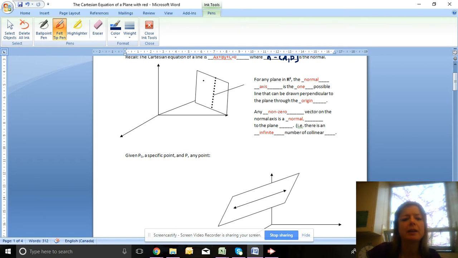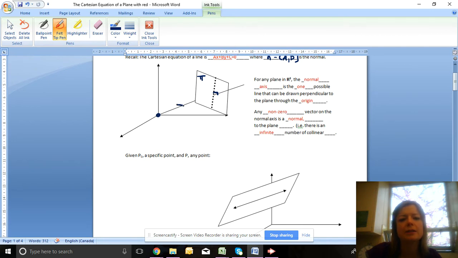So for any plane in R3, we can call this pi. Now I attempted to draw this. This is supposed to be one line going through, just going from under and through. Imagine that it is going through at a right angle. So the normal axis is the one possible line that can be drawn perpendicular to the plane through the origin.